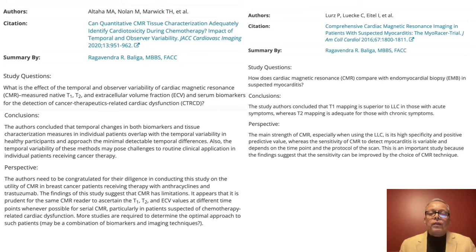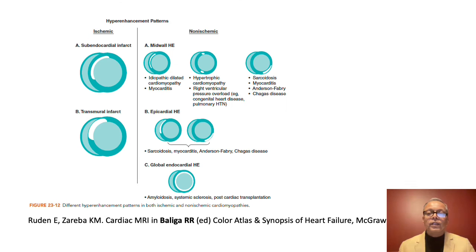In another paper reviewed in acc.org in 2016, the main strength of cardiac MRI, especially when using the Lake Louise criteria for myocarditis, is the high specificity and positive predictive value, whereas the sensitivity of MRI to detect myocarditis is variable and depends on the timing in the trajectory of the myocarditis and the protocol of the scan. Therefore, it is important because these findings suggest that sensitivity can be improved with the choice of MRI technique.